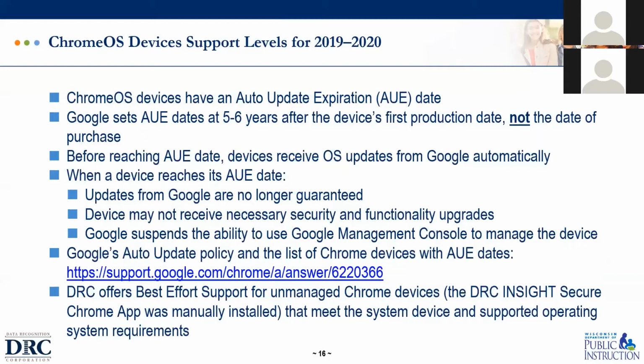Before it reaches that date, you get full support from Google. The operating systems are fully supported. But after that date, Google will no longer guarantee that updates are going to come down to it. Therefore, it's not going to guarantee that you're getting the security updates you might need, and any functionality updates that might go into the operating system. And they also suspend your ability to manage the devices using Google Management Console. Now that is going to vary a little bit device by device, but generally that's going to happen as soon as it hits the auto expiration date.